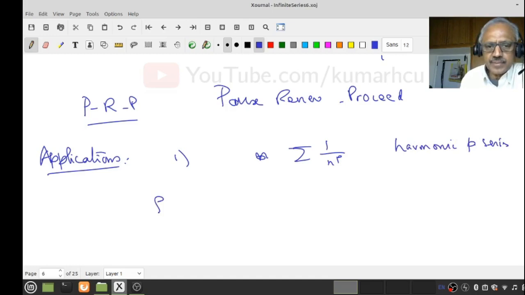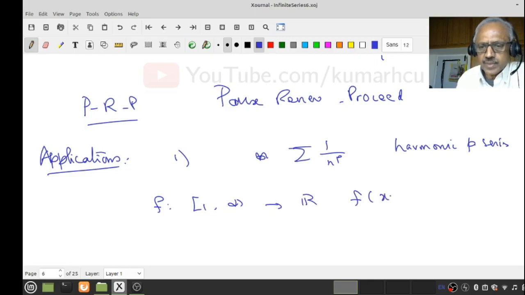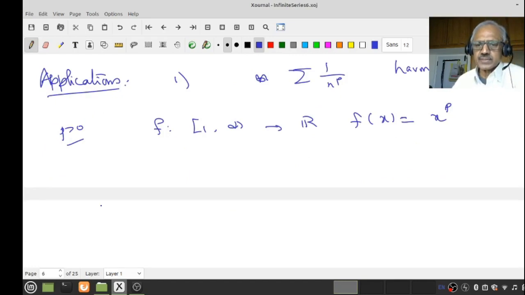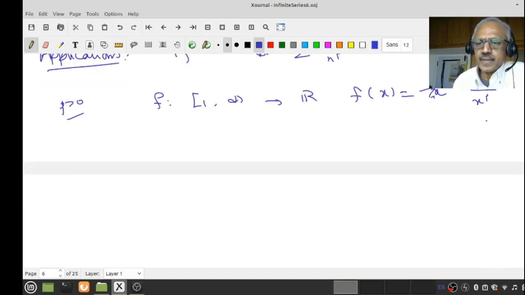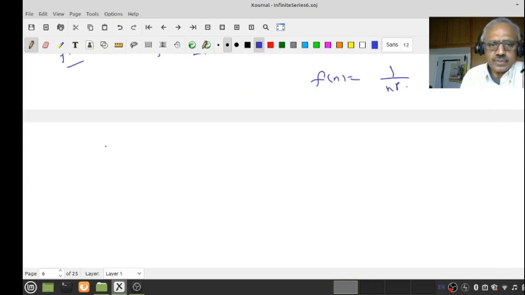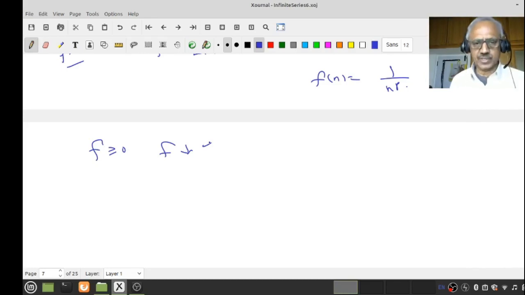Right, if I define f from 1 to infinity to R, so that f of x equals 1 by x to the power p, where p is positive, this makes sense. Therefore, what is f at n? 1 by n to the power p. Very good. Of course f is non-negative, and f is a decreasing function, because p is positive.